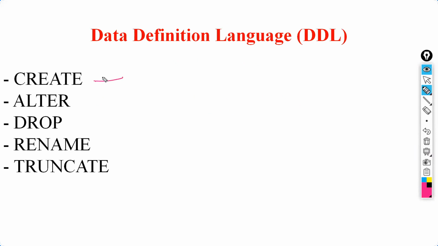So what are the different commands? The first one is called create. Create is the first command. The second one is called alter, if you want to do any alterations. Next are drop, rename, and truncate. So these 5 commands come under DDL. Create, alter, drop, rename, truncate. These 5 commands come under DDL language.